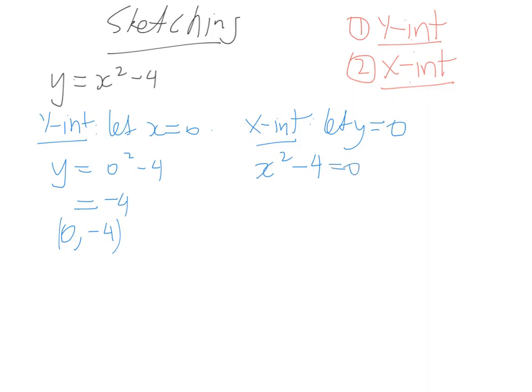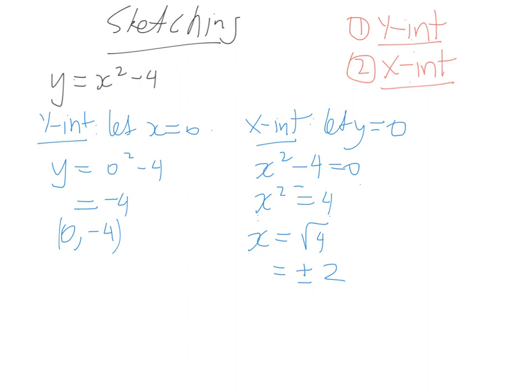Okay, so if we've got this, we're going to take this negative 4, we're going to move it over to the other side. So we've got x squared equals 4. And now from there, what is the opposite of squared? Well, square root. So we take the square root of both sides. So then x equals the square root of 4, which is equal to plus or minus 2.